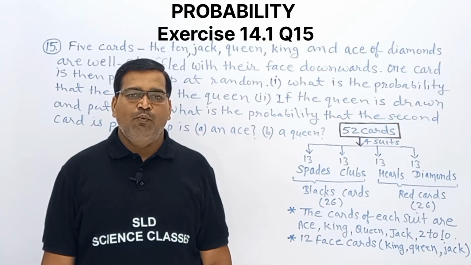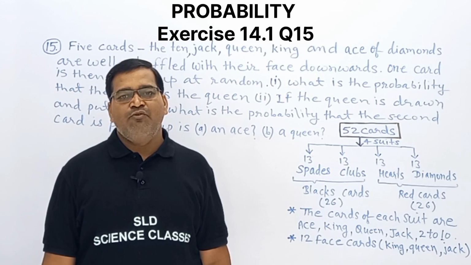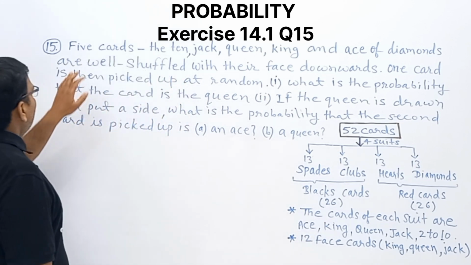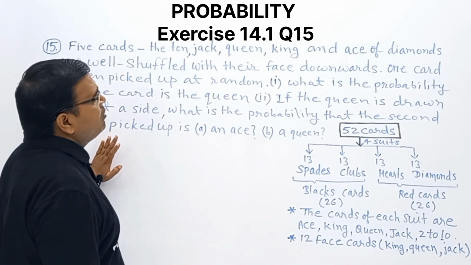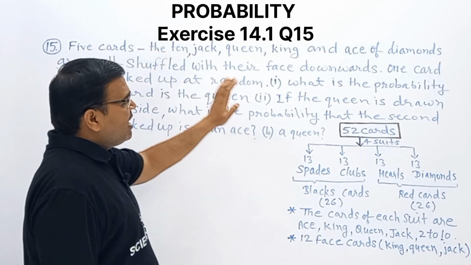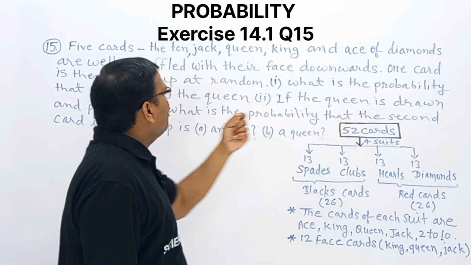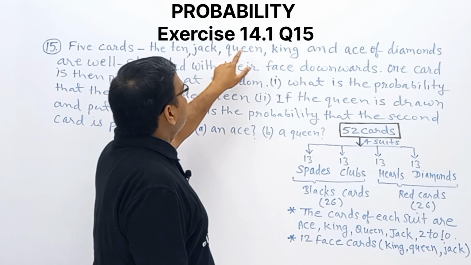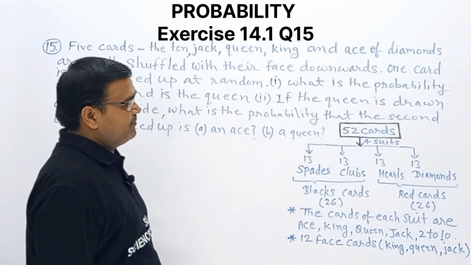In this class, we are going to discuss question number 15, exercise 14.1, probability. Observe this question. This question is based on cards. We are having 52 cards. Out of these cards, 5 cards: the 10, Jack, Queen, King and Ace of Diamonds.